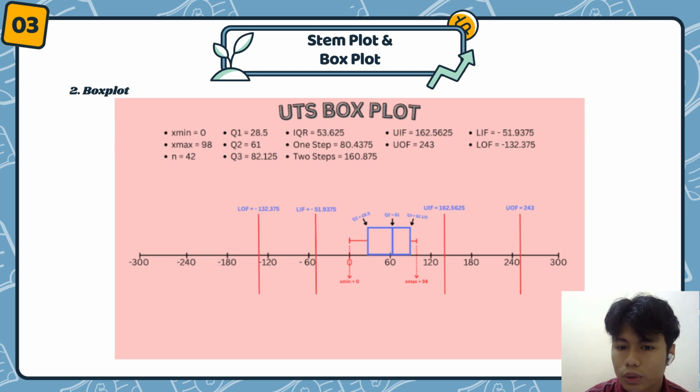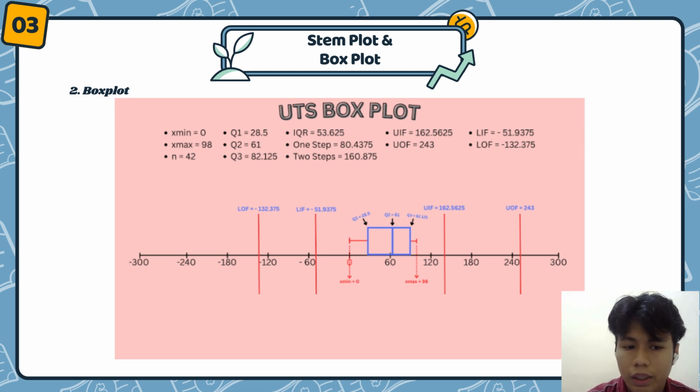243, for lower inner fence is 51.9375, for lower outer fence is minus 132.375. After we know the value of each fence, we can draw the box plot like this. Because the x-min or x-max value are not beyond any fence, there are no outliers for the data UTS.